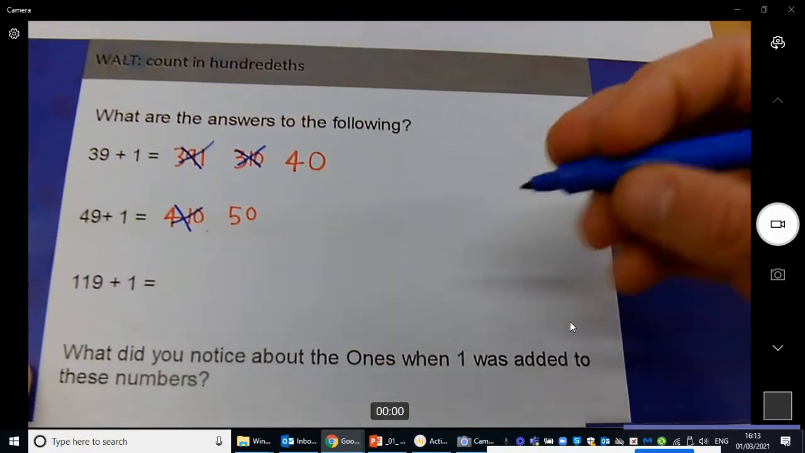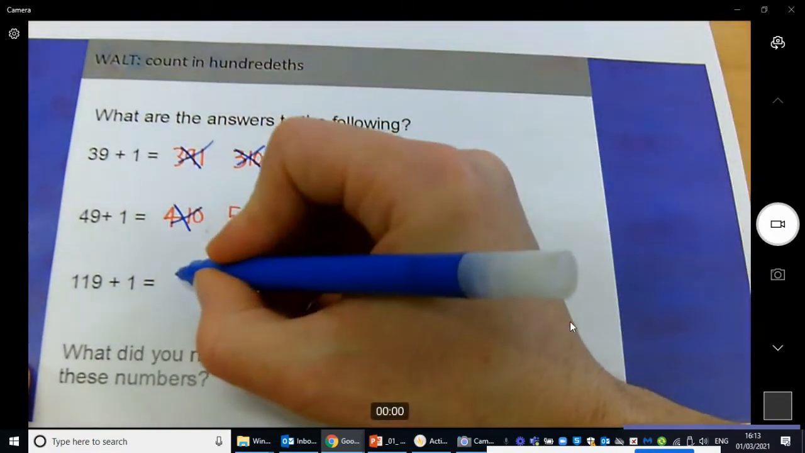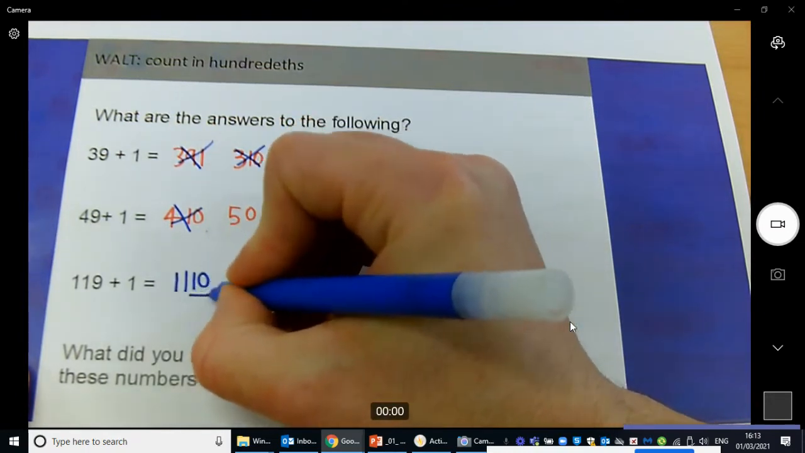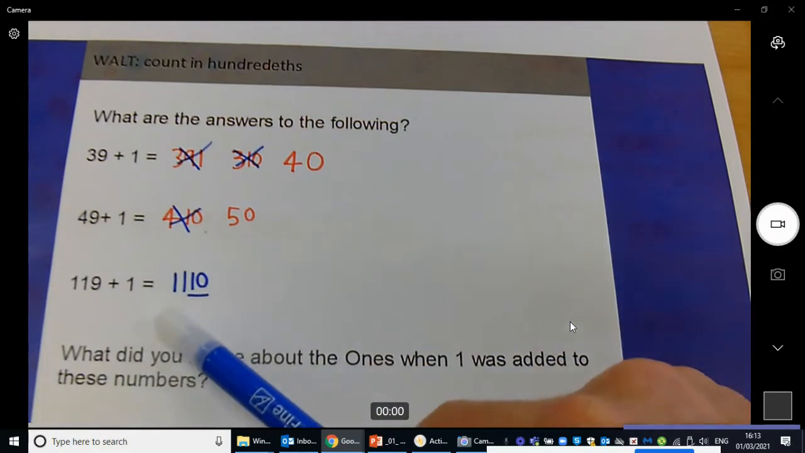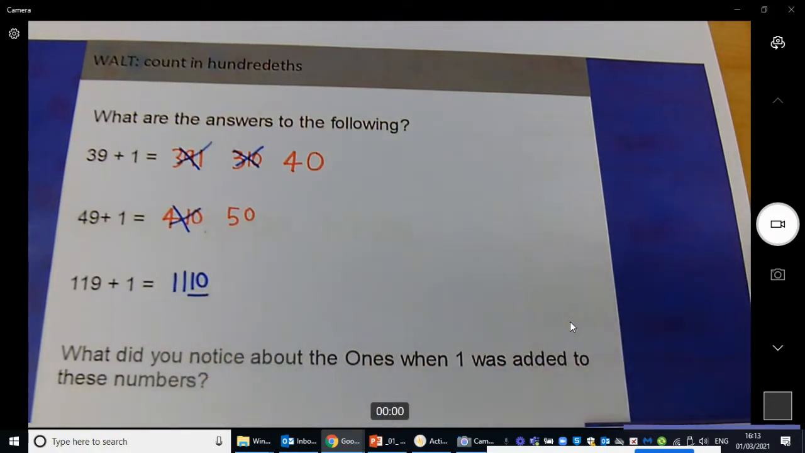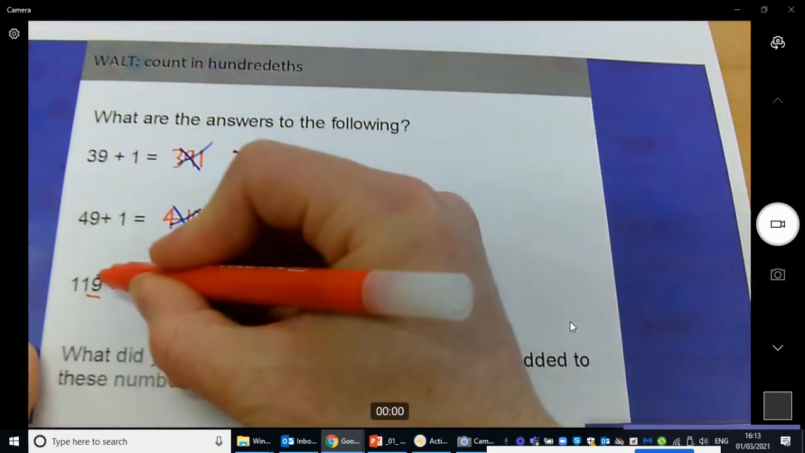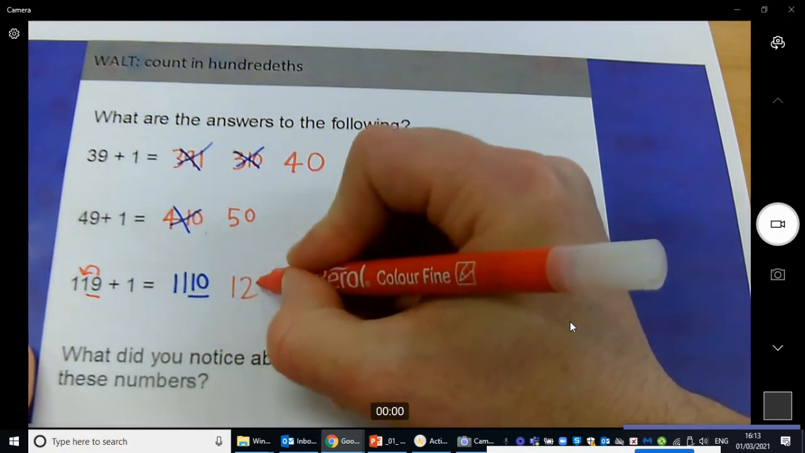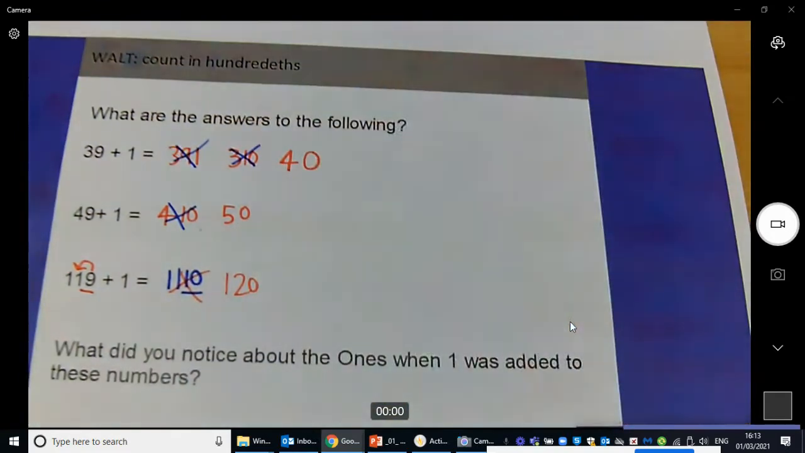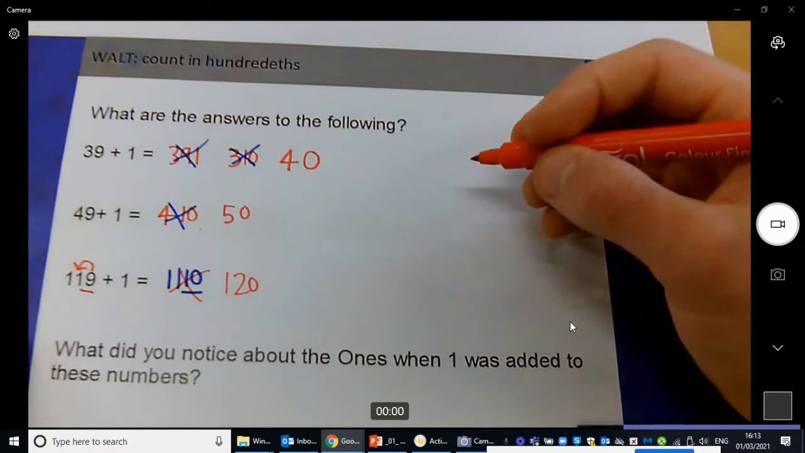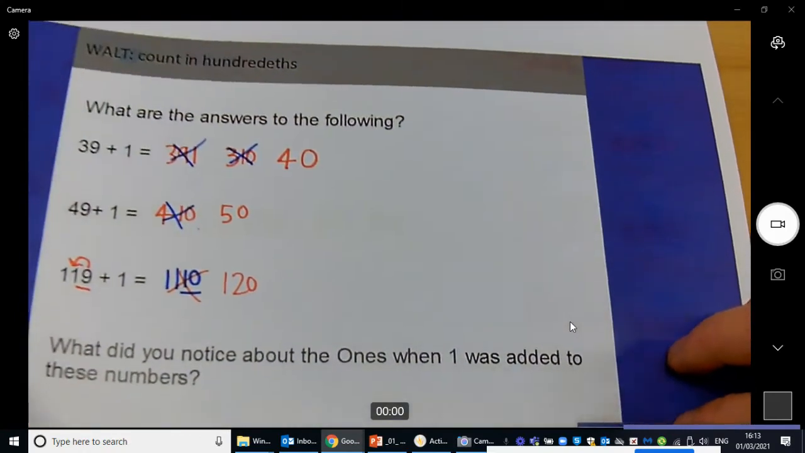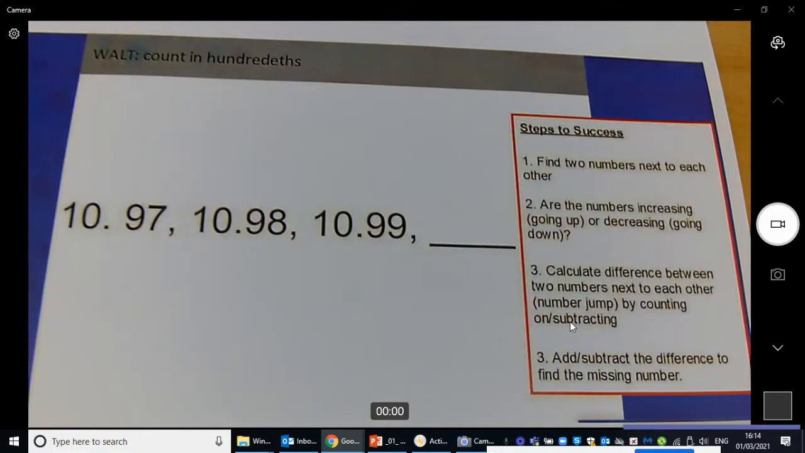And finally, 119 plus 1. We hopefully know that it is not going to be 100 and then 10 in the ones column, because you know that this number would be 1,110. Absolutely not right. We have to regroup these ones and move on to the next place value. So it would be 120. Now, exactly the same thing applies with decimals. So let's have a look at this example here, and we'll go through that in a bit more detail.